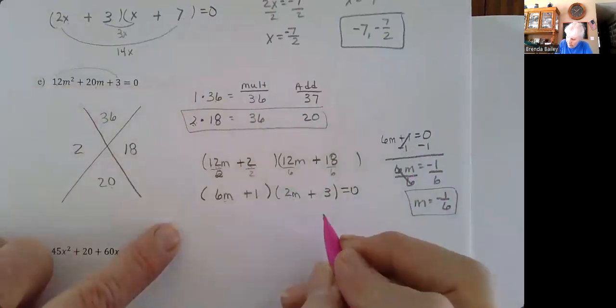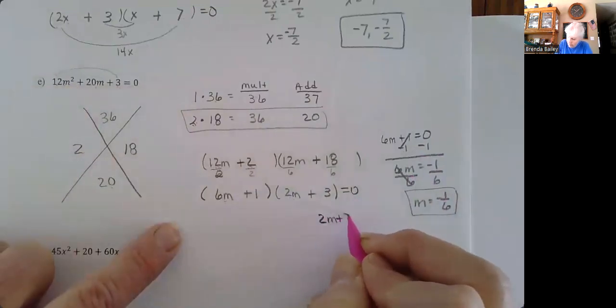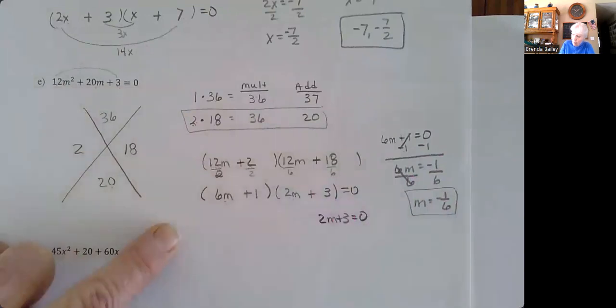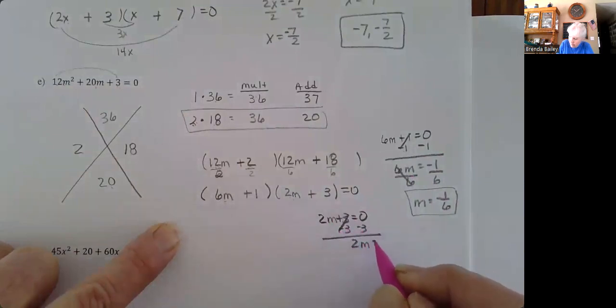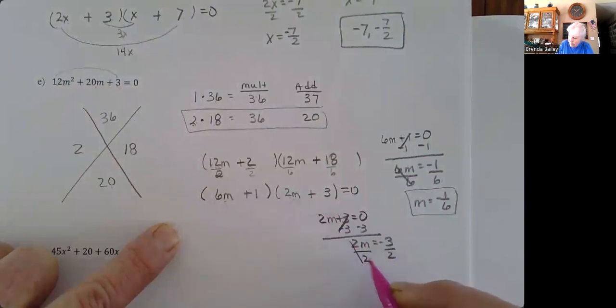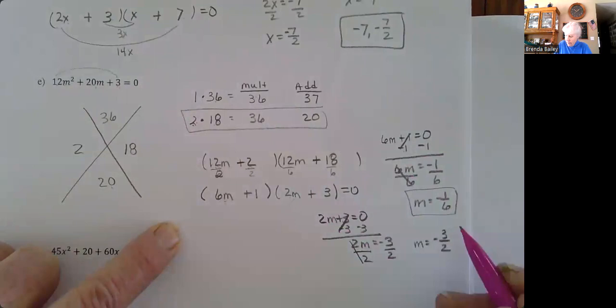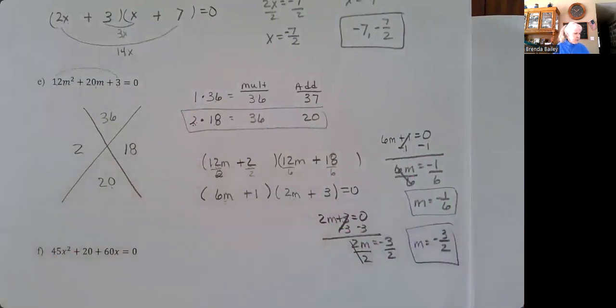The other parentheses represents another number. If that's to be 0, divide by 2, m equals a negative 3/2. So there's your other solution. Okay, all right, so you have the 2 solutions. Any questions on that? All right.